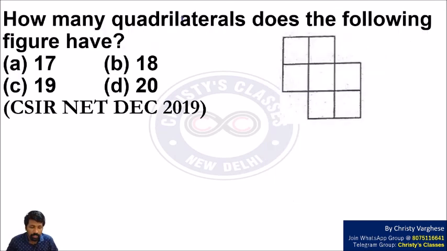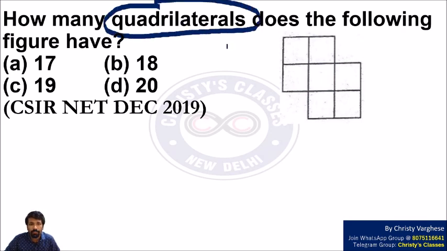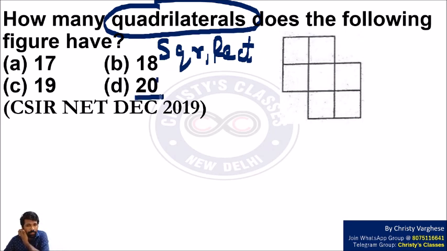Next question. Another December 2019 CSIR-NET problem. So here quadrilaterals are given. What is a quadrilateral or what all are quadrilaterals we already discussed. But from this picture it is evident that square and rectangle are the possible quadrilaterals. So you have to count all the squares, you have to count all the rectangles. So let's count it. First we will count the squares. Here also the answer option maximum is going to 20.